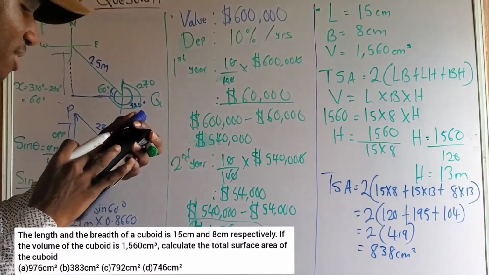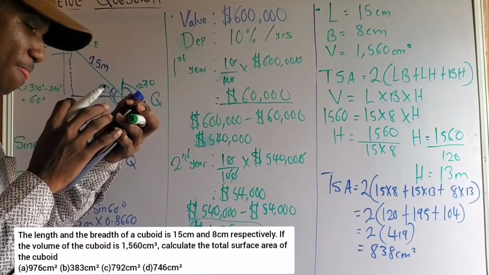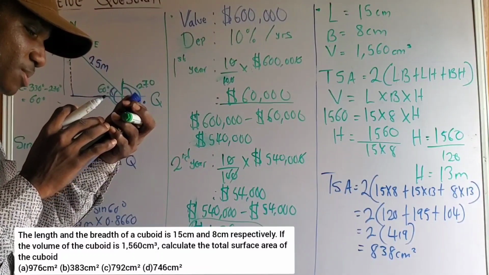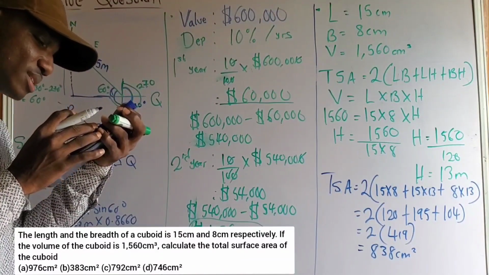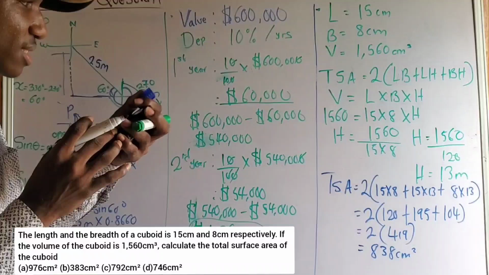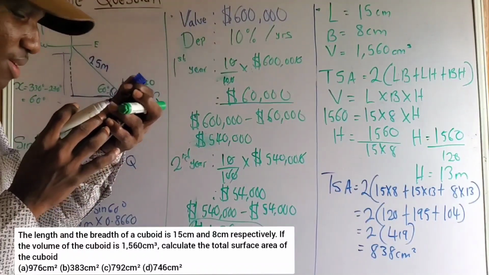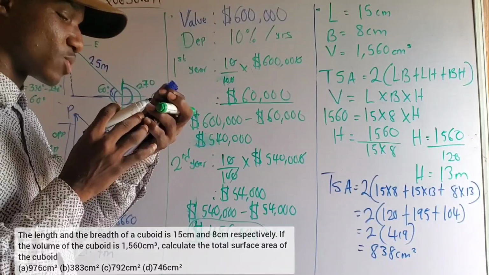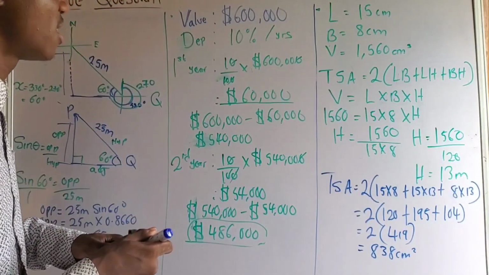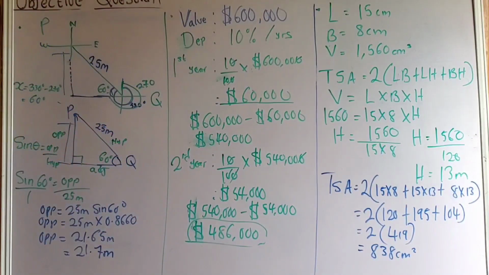Let's look at the right options there. Option A is 976 centimeter squared. Option B, 838 centimeter squared. Option C, we have 792 centimeter squared. And option D, 746 centimeter squared. The right option is option B. Okay. Now let us proceed to the next question.